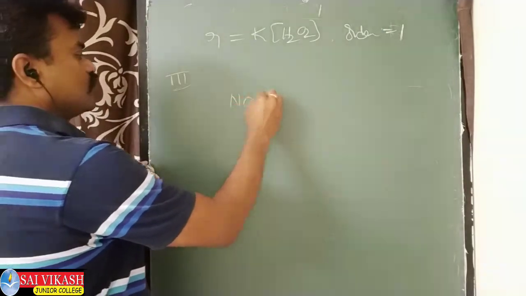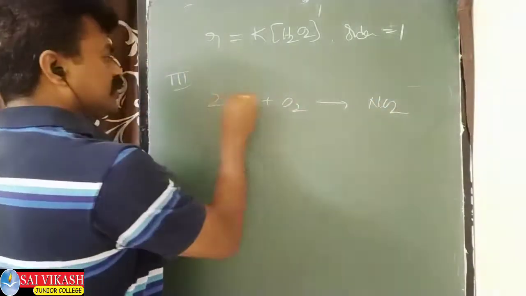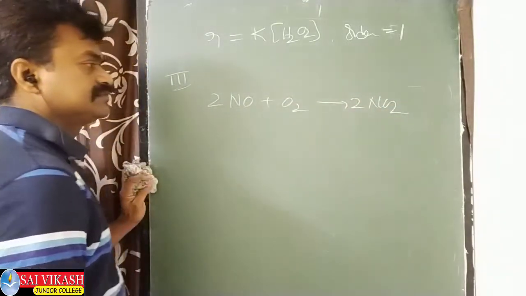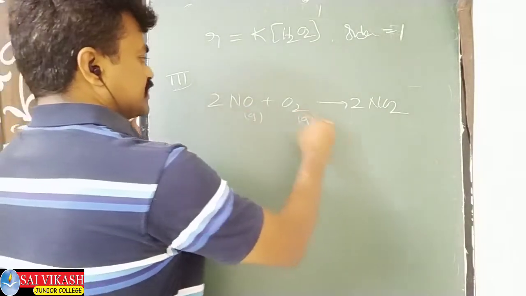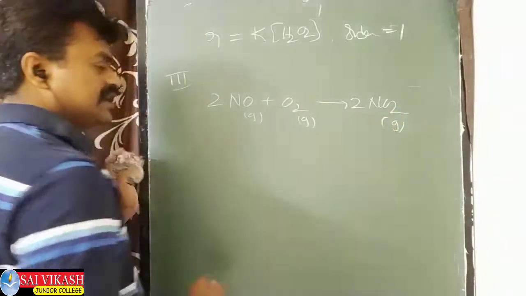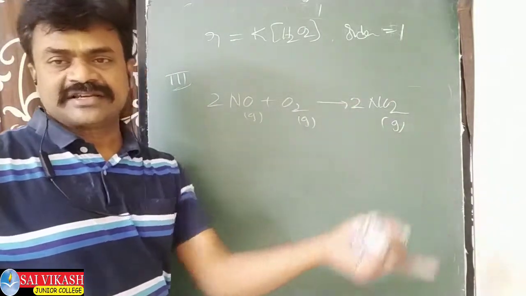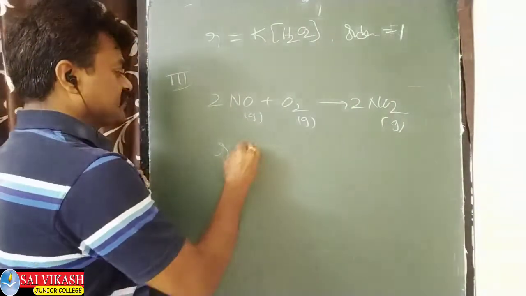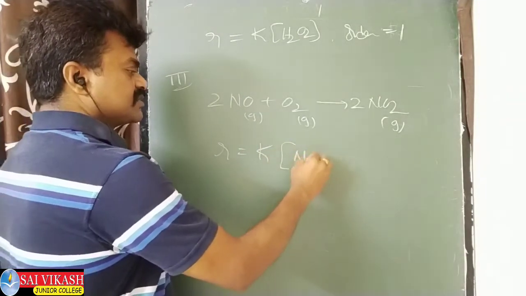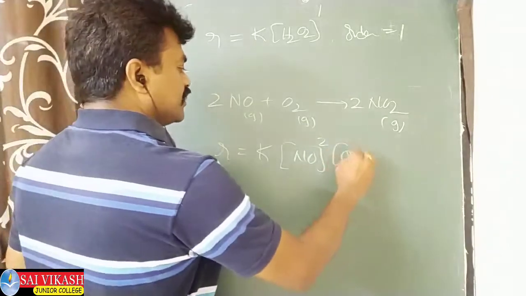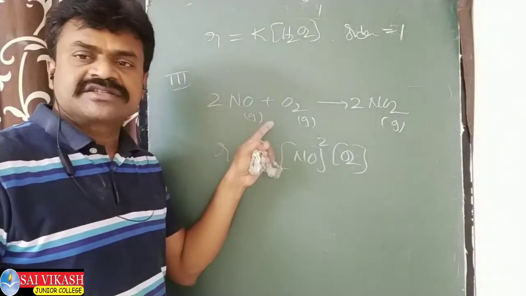See, NO plus O2 gives NO2, we can take like this. NO gas, O2 gas gives NO2 gas. If it is the rate determination step, they will give. Then the rate equation for this is R equal to K into concentration of NO square into O2. You may ask, sir, how do you know it is a rate determination step? They will give.